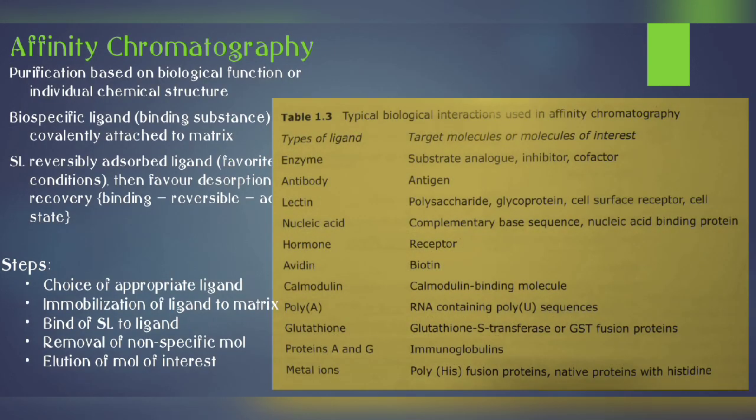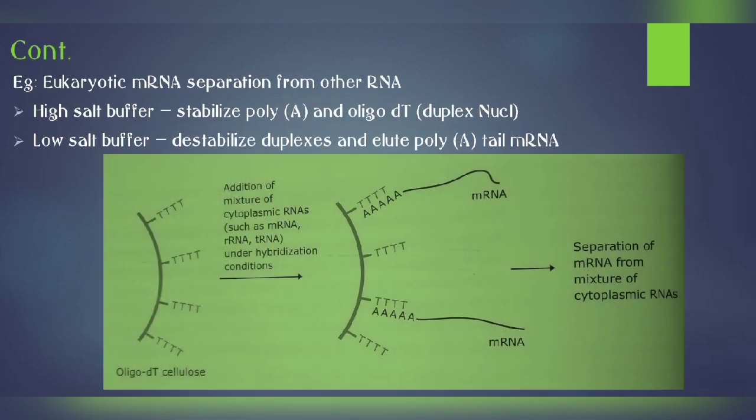Then affinity chromatography. In affinity chromatography, the molecules are separated based on biological function and chemical structure. Here, biospecific ligands are covalently attached to the matrix. The steps are: first we need to choose the appropriate ligand, then immobilization of the ligand to the matrix, binding of the solute to the ligand, removal of non-specific molecules, and then elution of our molecule of interest. This table represents, based on the target molecule, what type of ligand we can use for our chromatography separation.